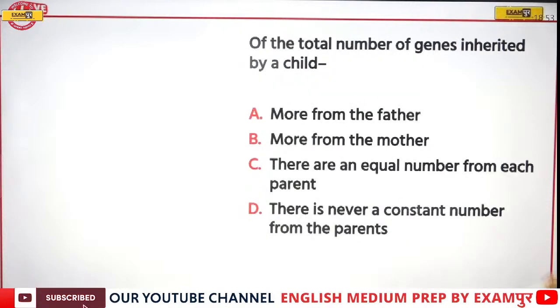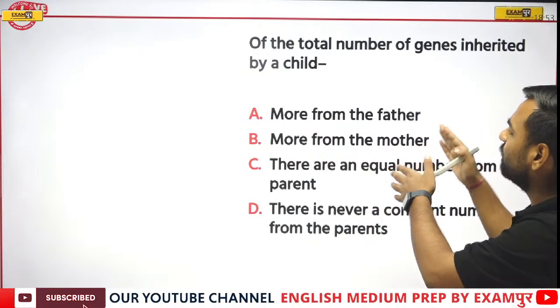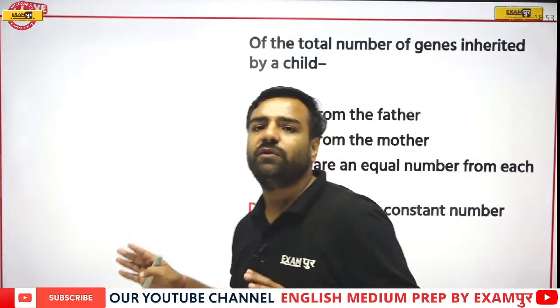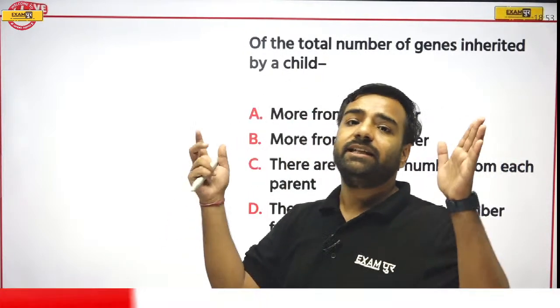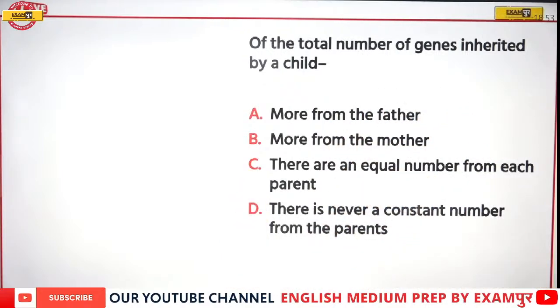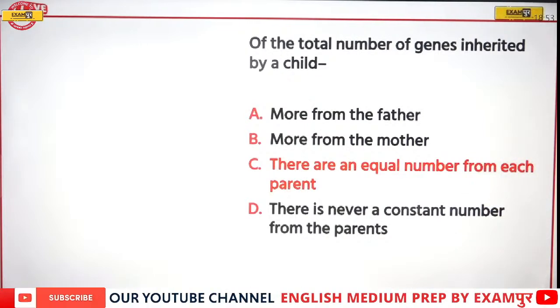So here, there's a next question. Of the total number of genes inherited by a child, is it more from the father, or more from the mother, or there's no such fixed number? Please remember, it's equal from father and mother, and hence there's an option: there are an equal number from each of the parents. That's true. We have discussed it, correct? So yes, all these were important questions.